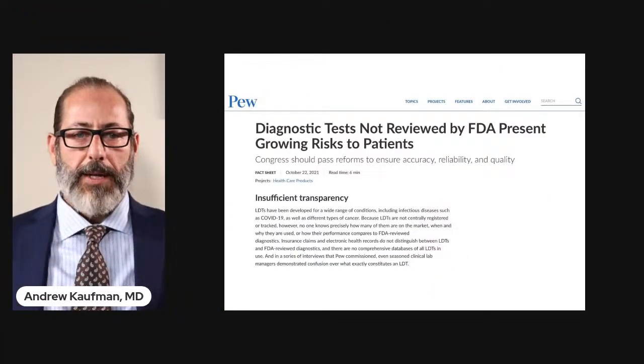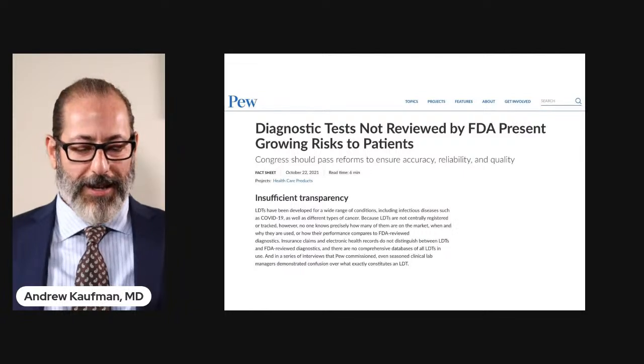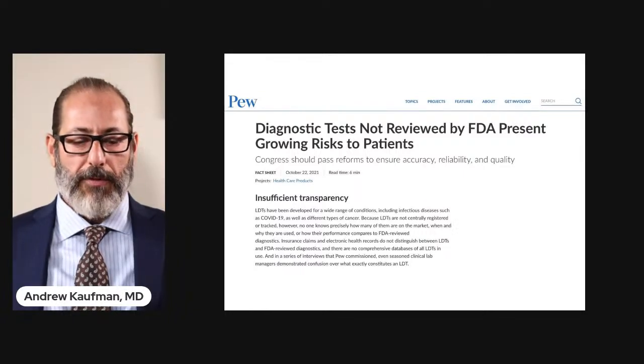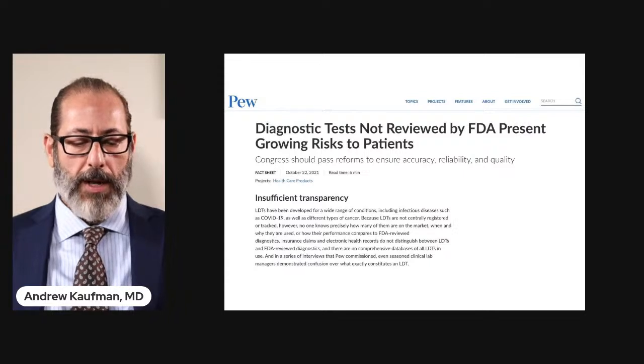But if we look at the next slide, we find that many diagnostic tests are actually not validated and not reviewed by the FDA. And I'm going to just read from this article from the Pew Research Foundation, because in there, it refers to lab diagnostic tests that are not approved by the FDA as LDT or lab determined tests. And it says here, lab determined tests have been developed for a wide range of conditions, including infectious diseases such as COVID-19, as well as different types of cancer.